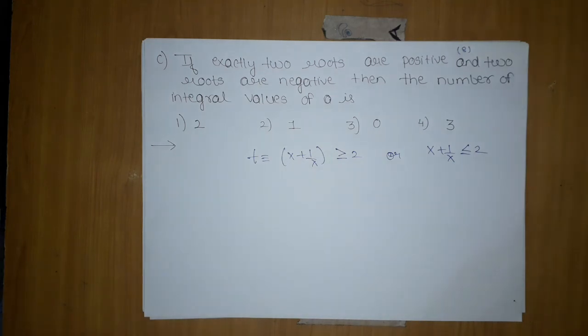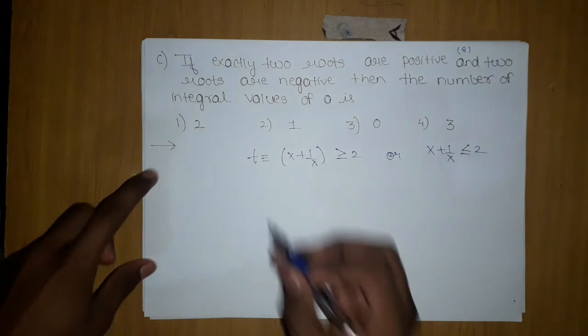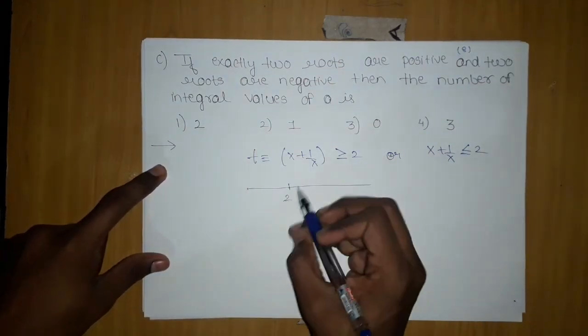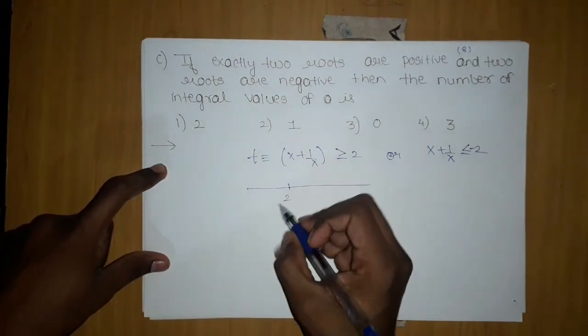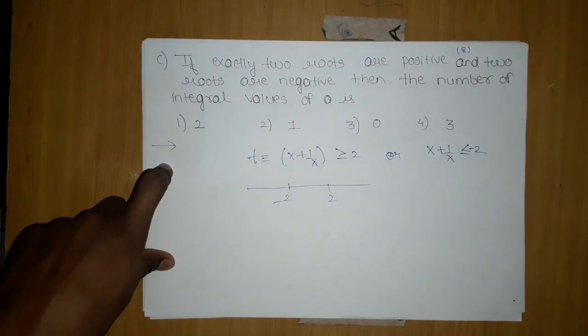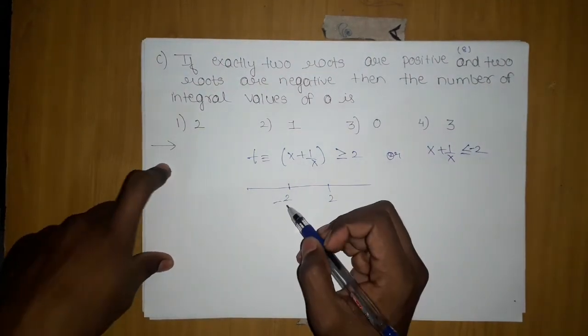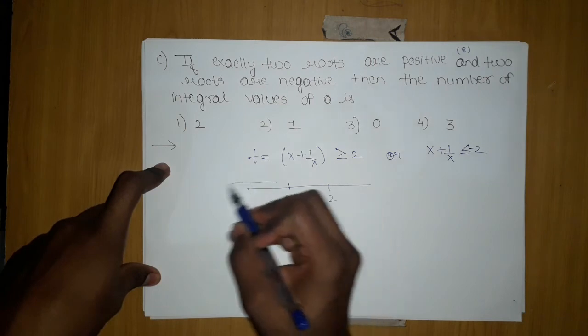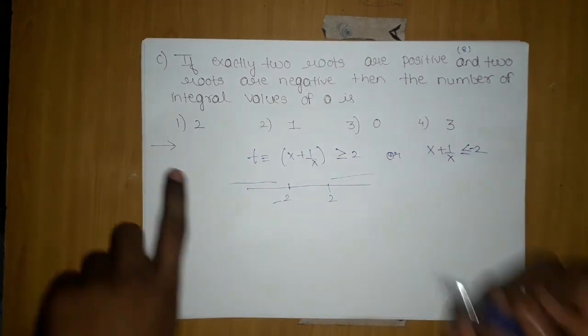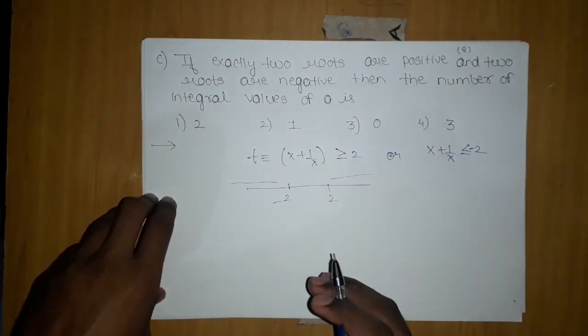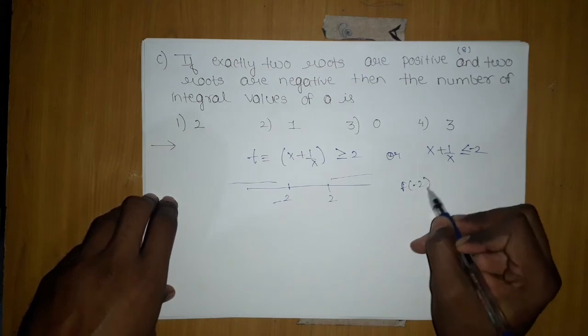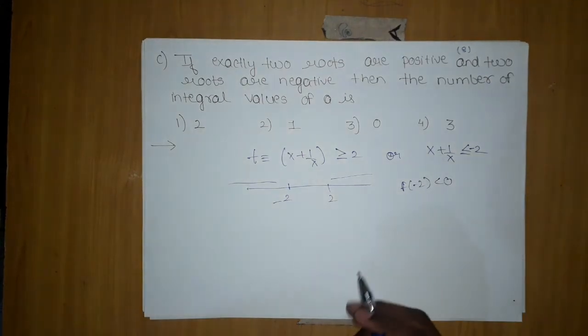So if you know this, what they are telling is, if I plot for minus 2 and 2, these two points must lie inside. Because before minus 2 we will get negative values of x, and after 2 we will get positive values. So f of minus 2 should be less than 0. They should lie inside, and then we can get the integral values of a.